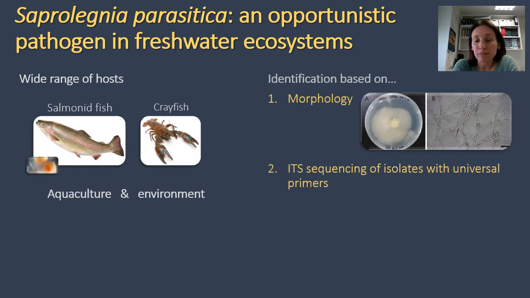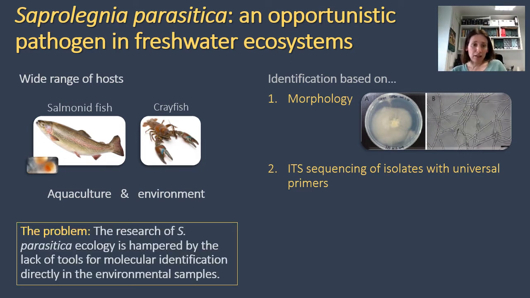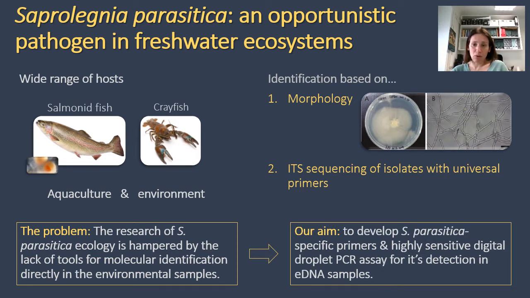Currently, the biggest obstacle in the research of this species in the ecosystems is that the identification is based on isolating the pure culture, which is time-consuming and often unsuccessful. Also, there are no specific primers to detect the pathogen directly in environmental DNA. So this was our goal, to detect Saprolegnia parasitica directly in environmental samples.